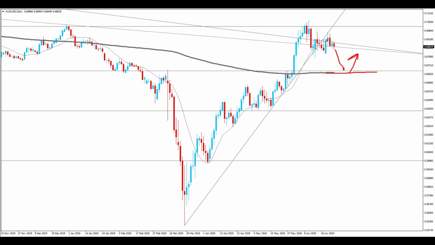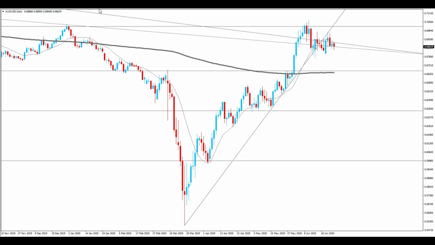Obviously, we could get a break of this ranging pattern and price could shoot up, and that could be a sign that a new uptrend can continue. But we still are favoring a breakdown and a downtrend to continue, but we'll have to see how price reacts with this level. We'll get a bit of correction and then we could get a drop back down.